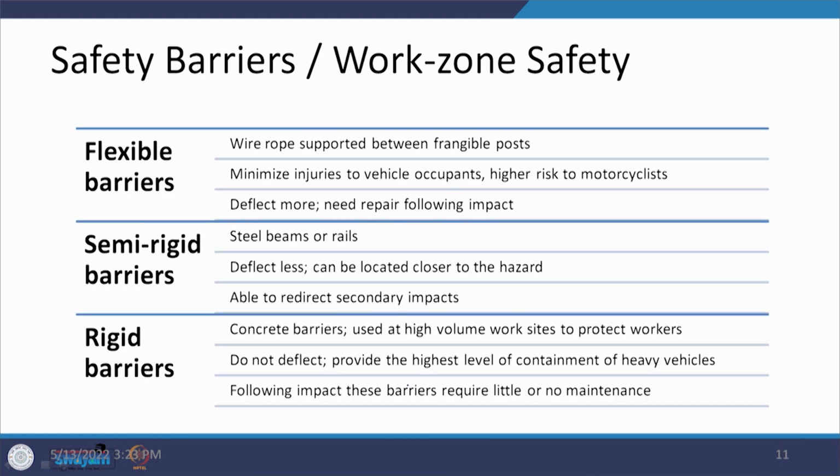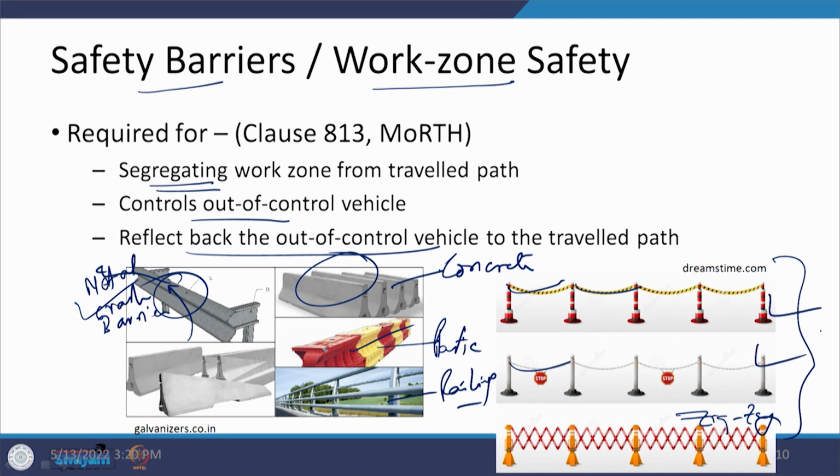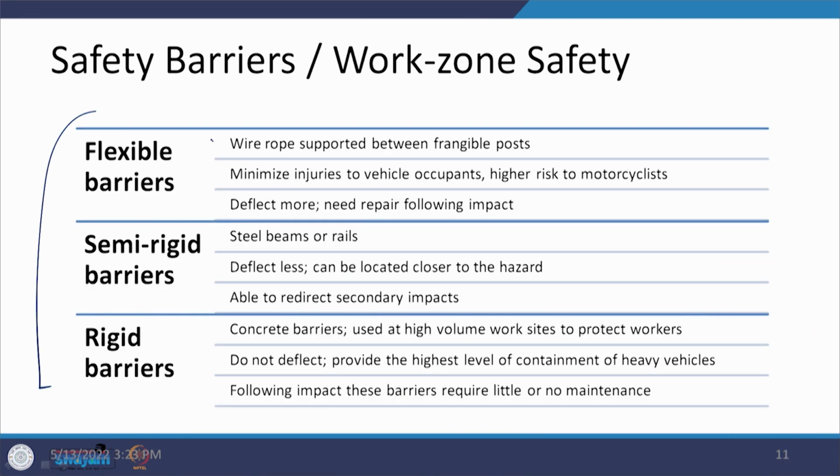So, when you are looking at these types of barriers, they can be defined as flexible, semi-rigid or rigid barriers. Now, when you are looking at the flexible barriers, these are usually, as I have shown you previously, like these particular cases. So, these are wire rope based systems or chain based systems which are being provided between the fragile posts.